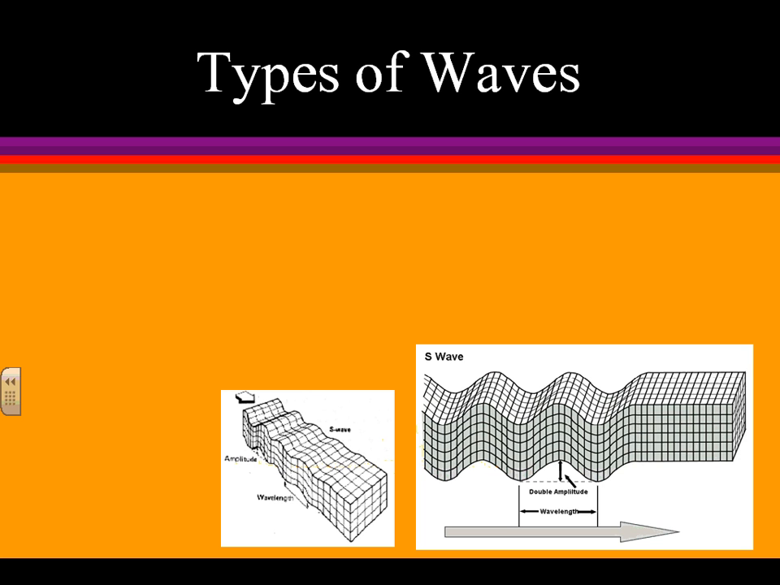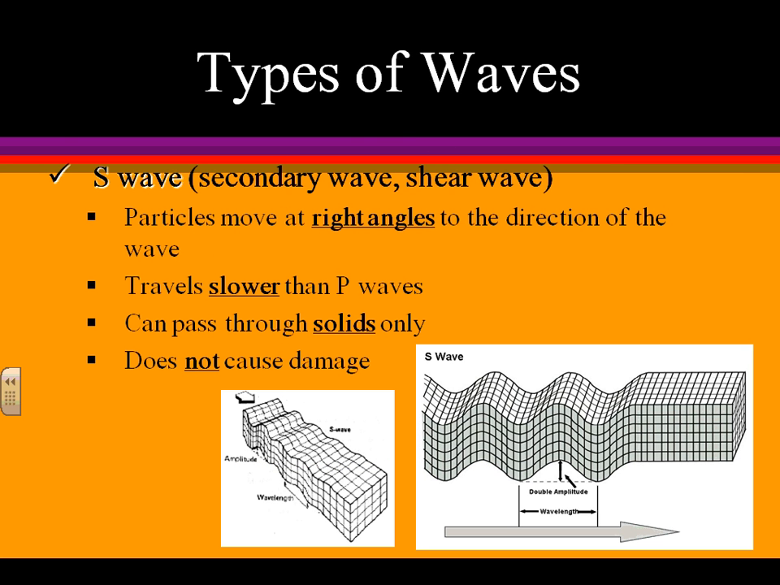The next kind of wave are the S waves. They're slower, and they can go through solids, and you can see that's SSS. So S waves: slow, solids, also not causing damage.